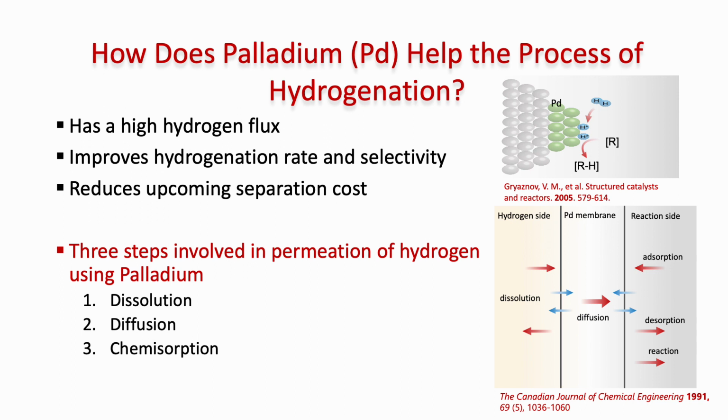So these three steps are involved in the permeation of hydrogen using palladium: dissolution, diffusion, and chemisorption. So dissolution is the hydrogen dissolved in the palladium, diffusion is the hydrogen diffused throughout the palladium membrane, and chemisorption is the palladium absorbing hydrogen on its surface that forms palladium hydride, so the amount of palladium that's recovered.